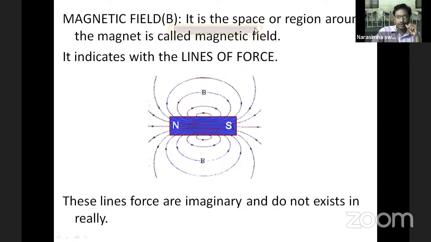So the space or region around the magnet is called the magnetic field, and it is indicated with the lines of force. These lines of force are imaginary and do not exist in reality. Directly we can't see the field, so it is indicated with the lines of force.